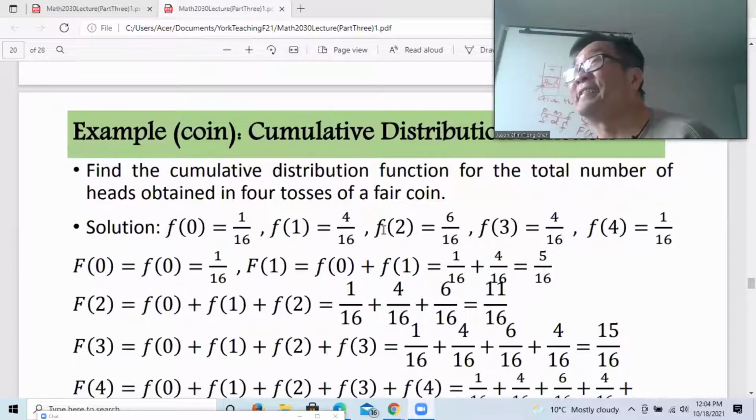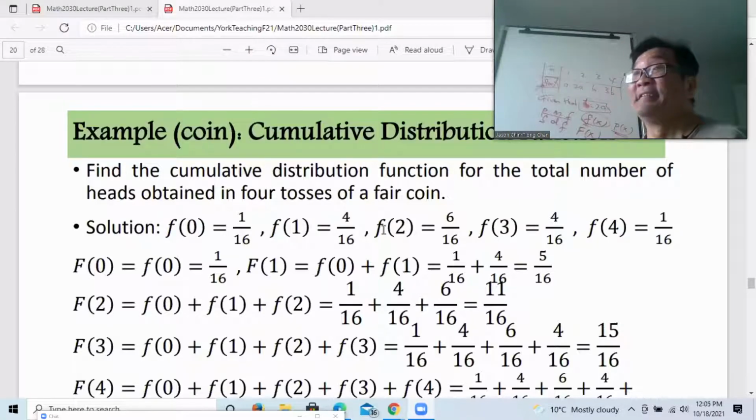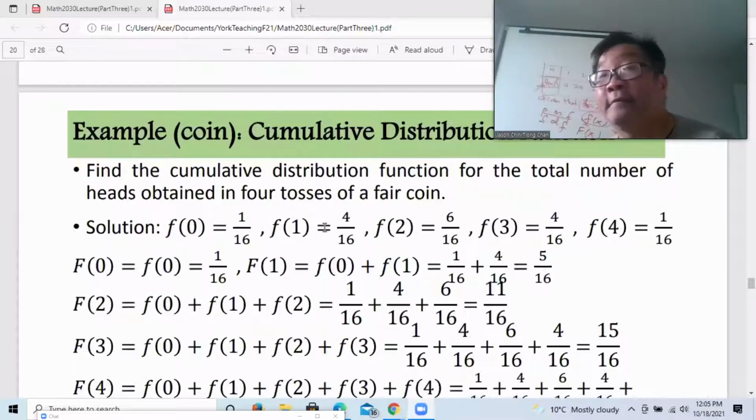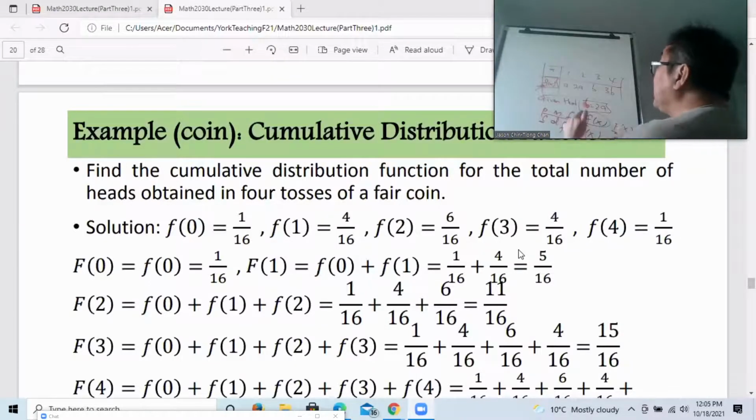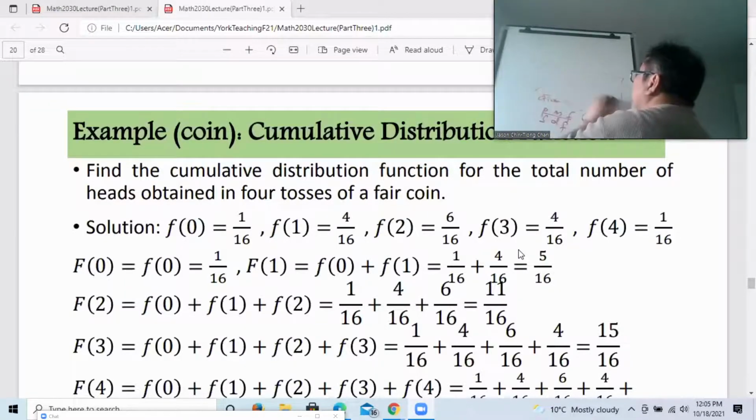Four questions in the test. Okay, how to justify this PMF is valid? I think someone gave me the answer just now. Your sum has to be equal to 1. Is that equal to 1? Yes or no? Yes. Okay, add up equal to 1. So don't mix up the small f and capital F.